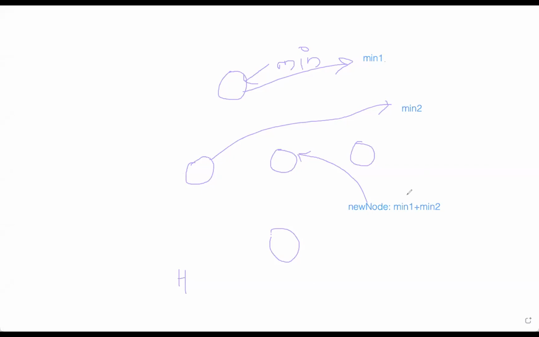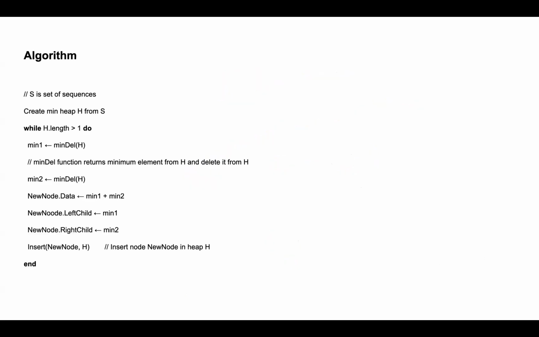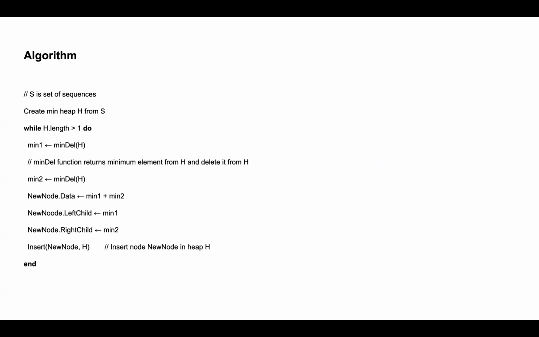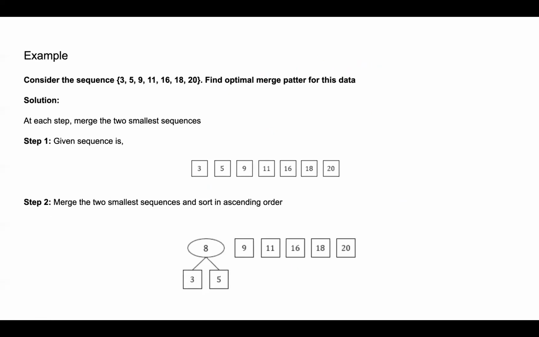Okay, so again whatever this new node will be, that will be added into the heap data structure. Okay, this is the end of this merge pattern, the end of the algorithm. Again the new node is added in the heap. Okay, this is the algorithm, and its time complexity we have seen is big O of log n. Now with the help of an example we will see how it will go.